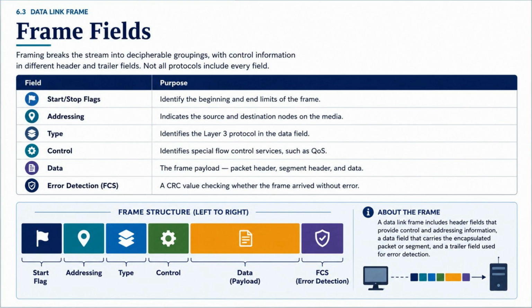Start/stop flags mark frame boundaries. Addressing, source/destination on the local media. Type, identifies the layer 3 protocol inside. Control, special services like QoS. Data, the actual payload. And error detection, FCS, a CRC check confirming the frame arrived intact. Not every protocol uses every field.